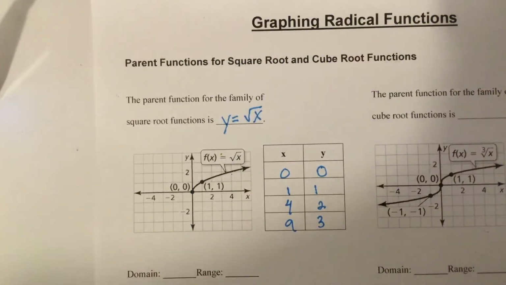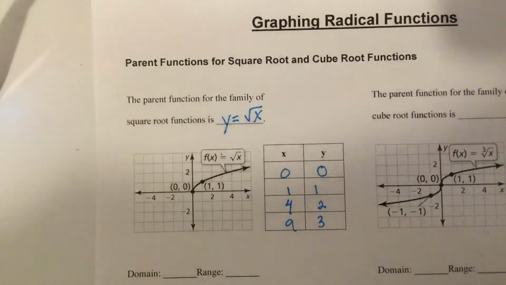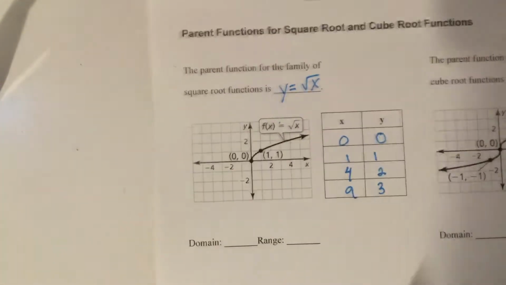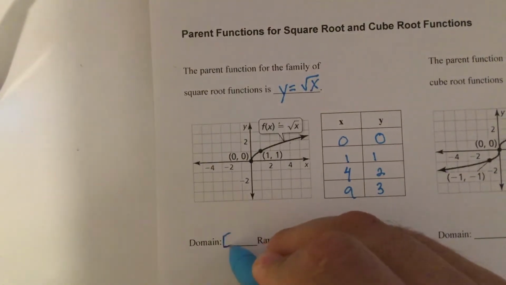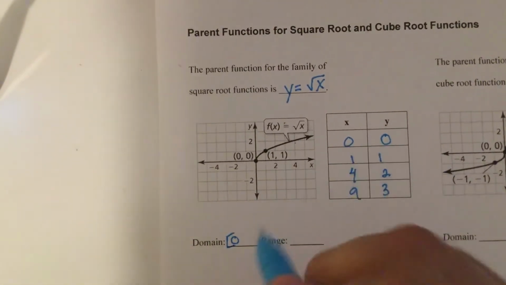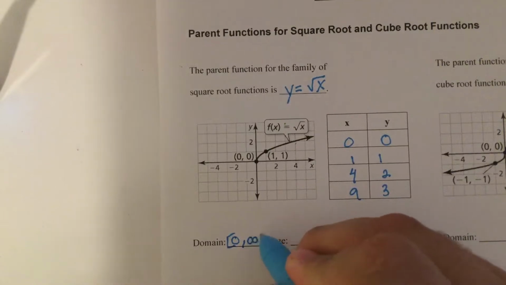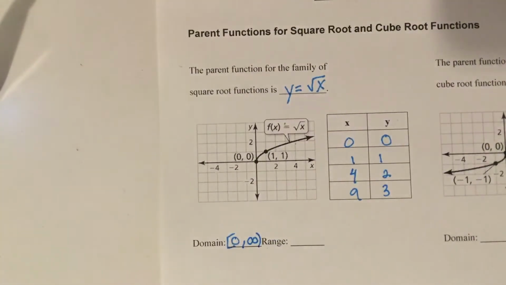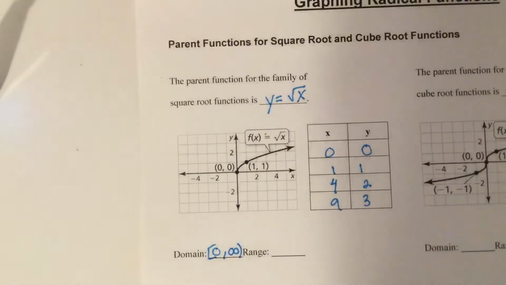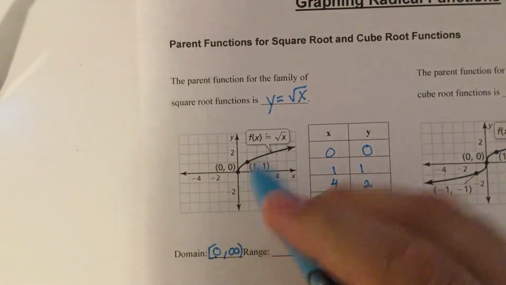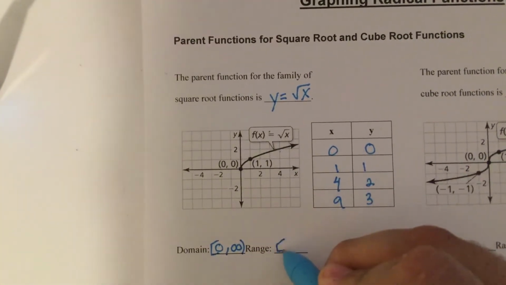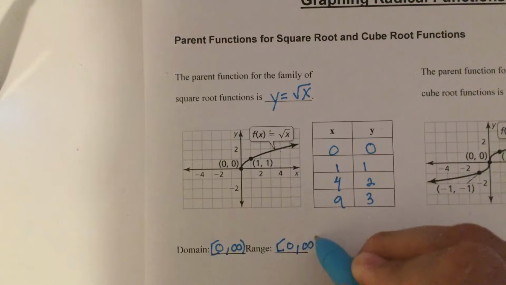Now, with square roots, notice that we don't go over the negative values. You can't take a square root of a negative value because you get imaginary numbers. So what this means is my domain includes the 0 value, right? And it goes all the way to positive infinity. Okay, so that's your domain. Range, same concept, starts at the 0 value and then goes all the way to positive infinity.